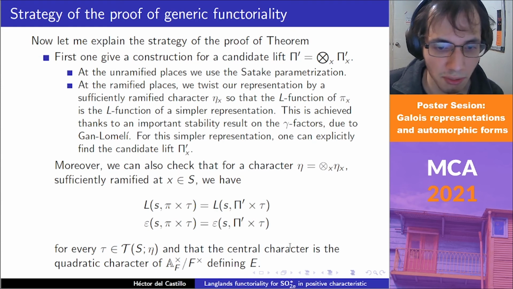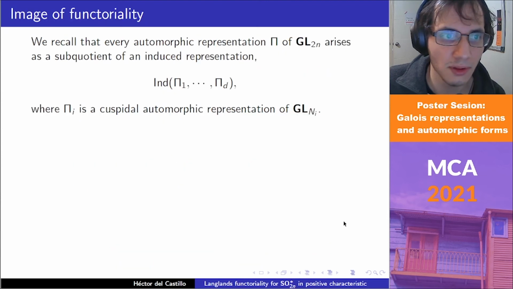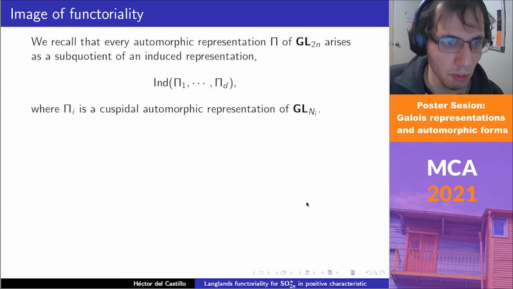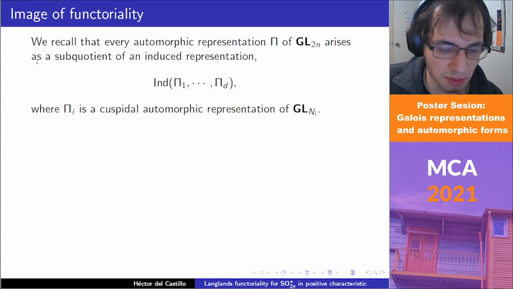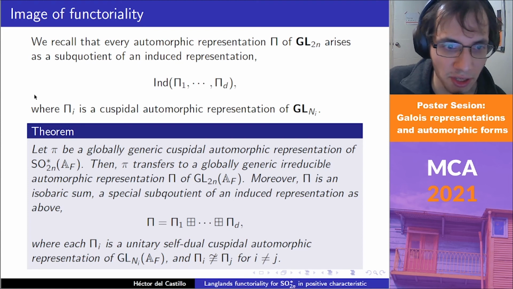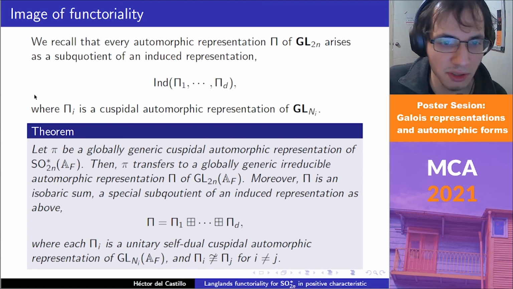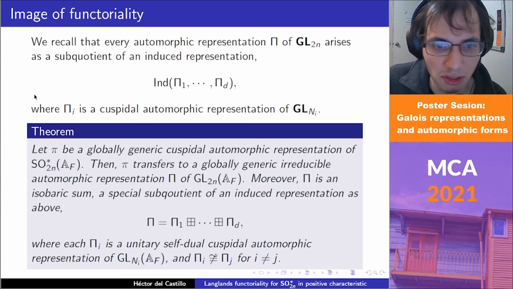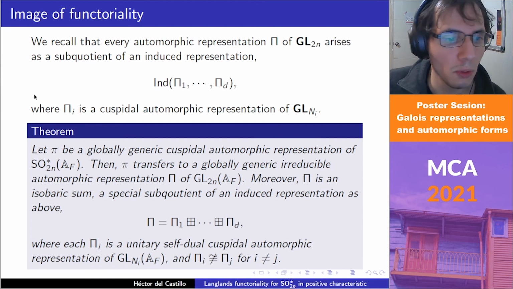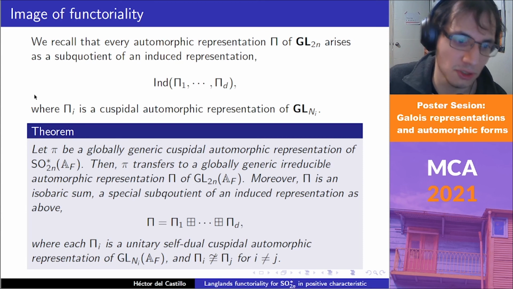Now that we have our transfer, we would like to know a little bit more about it. First, we recall that every automorphic representation Π of GL_2n arises as a subquotient of an induced representation where π_i is a cuspidal automorphic representation of GL_{n_i}. With this, the next result of the poster is the following. Let π be a globally generic cuspidal automorphic representation of SO_2n+1(A_F). Then, as we know, π transfers to a globally generic irreducible automorphic representation Π of GL_2n(A_F). Moreover, Π is an isobaric sum, a special subquotient of an induced representation as above, where each π_i is a unitary self-dual cuspidal automorphic representation of GL_{n_i}(A_F), and they are distinct from each other.